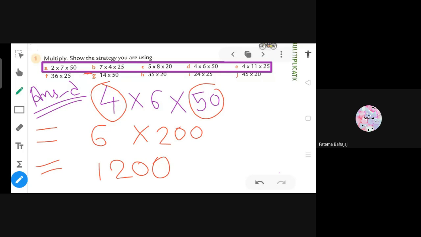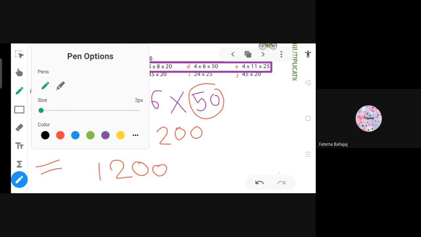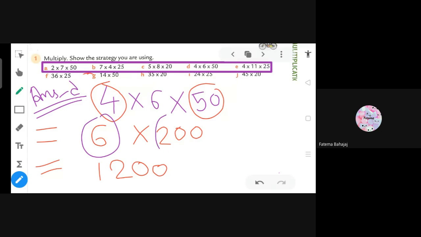And do you know the trick of this also? When zeros are given, simply what you have to do? Multiply this and this, 6 and 2. 6 twos are 12. And these two zeros you have to put as they are. This is 1200. This is the trick. Those who don't know, please remember this trick.